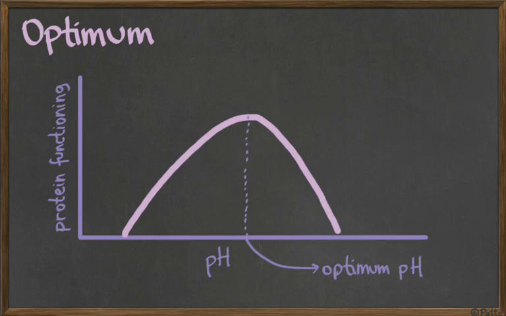But other proteins have other optimums. For example, the enzymes in our stomach have an optimum pH around 2 or 3. So if you put it in pH 7, it's not a very good pH for that. The optimum will be around 2 or 3 in our stomach. So every protein has an optimal pH.